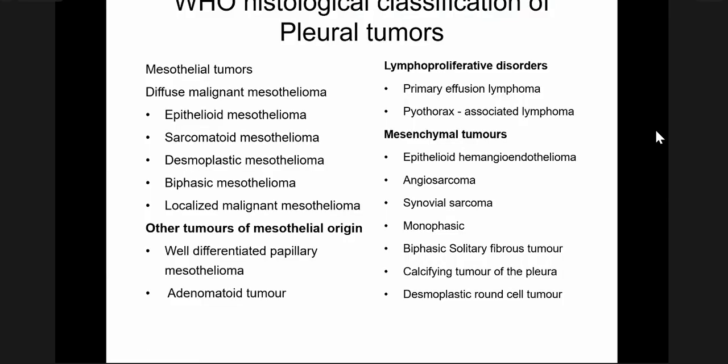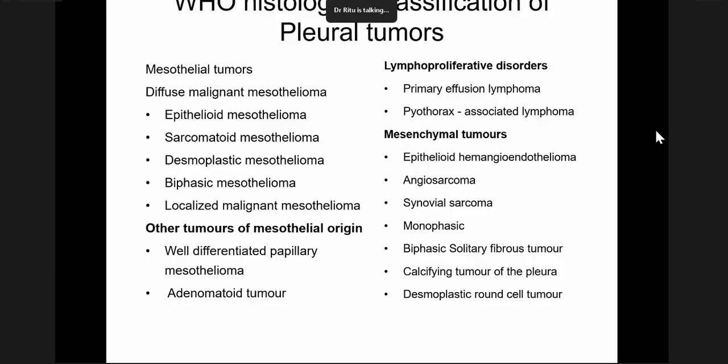The WHO histological classification of pleural tumors has a very long list. There are mesothelial tumors, there are mesenchymal tumors, and there are lymphoproliferative disorders which involve the pleura. Among the mesothelial tumors, mesothelioma is one of the largest to think of. The true incidence of mesothelioma in India seems to be poorly understood, and there is a lot of work ongoing to define the epidemiology of mesothelioma in India.